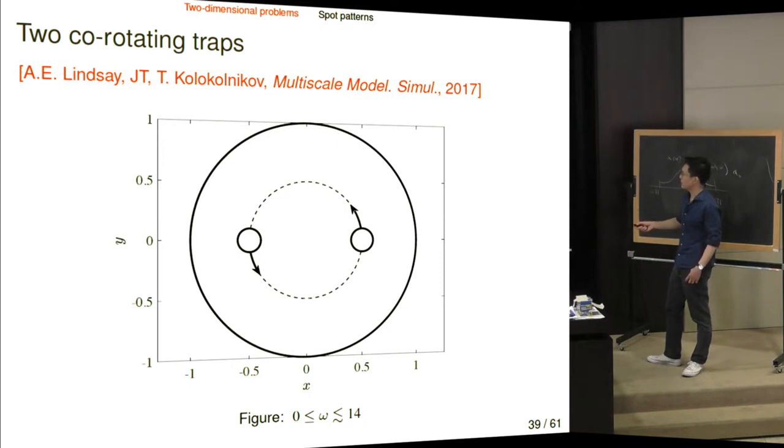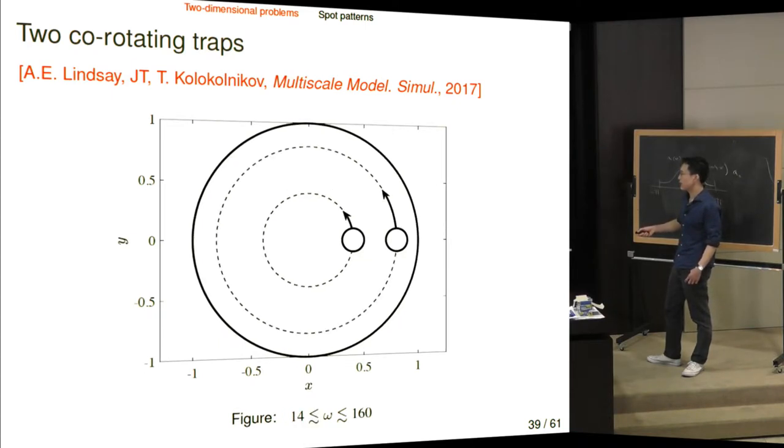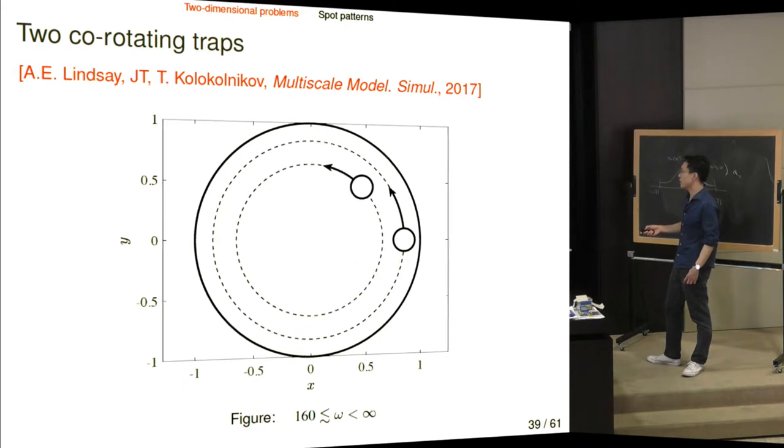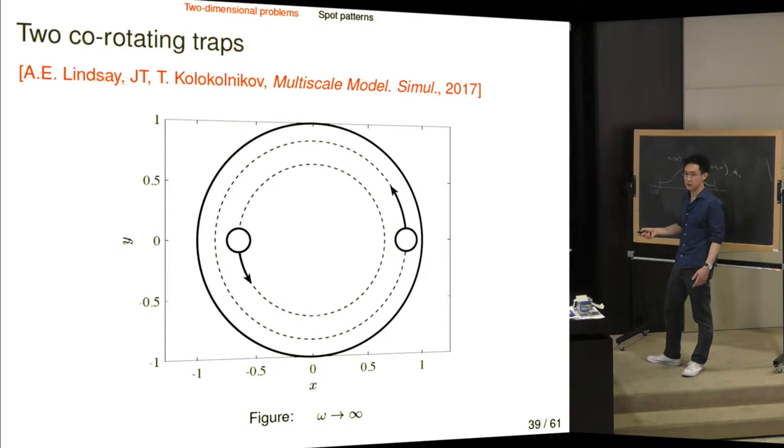So here you have two traps rotating on the same circle, same circle, and pi phase apart. When you pass about omega equals 14, very suddenly the optimal strategy would be rotating on two different circles, and exactly in phase. So this is exactly in phase, and it happens as a jump. As omega increases a bit more, this is the optimal strategy, and at omega equals infinity, it does this.